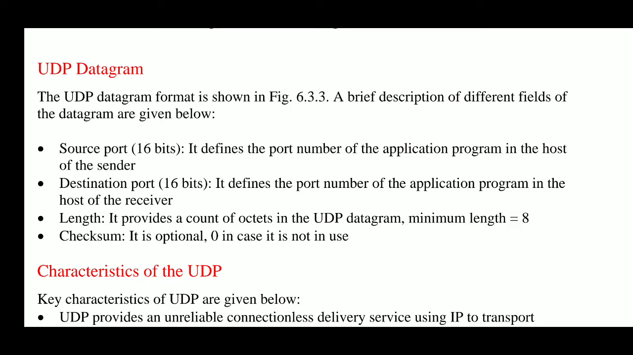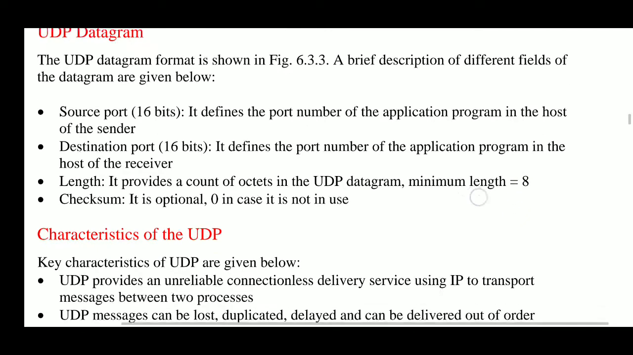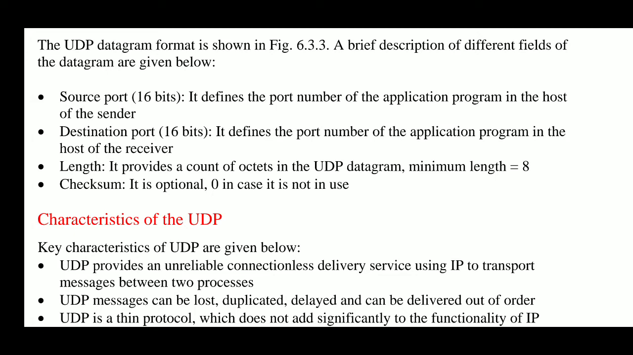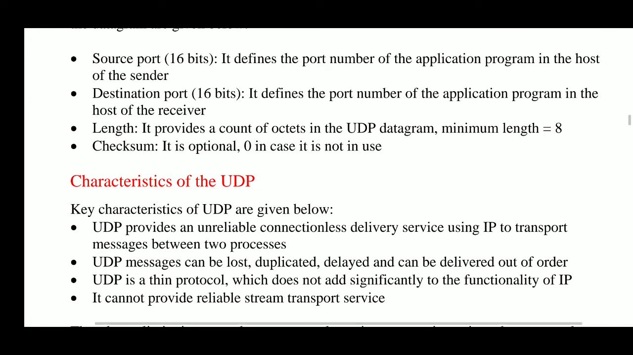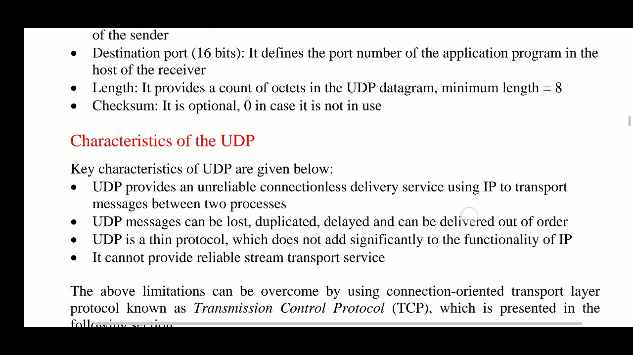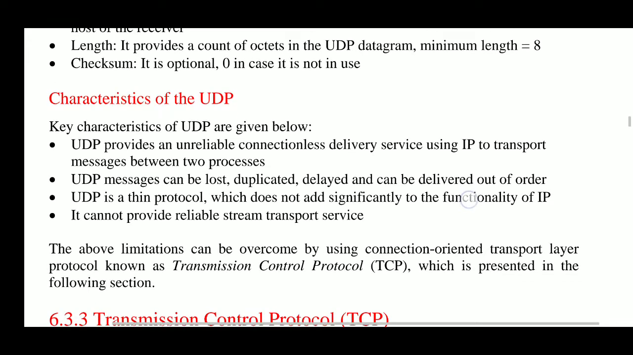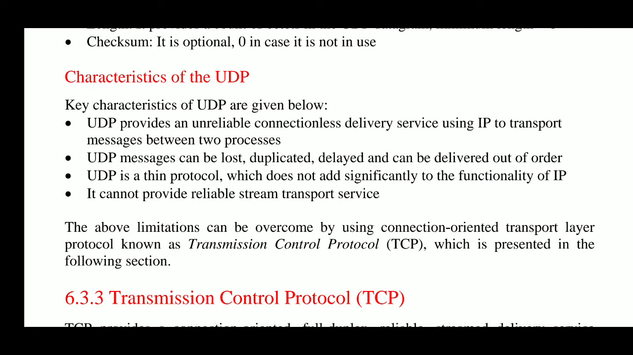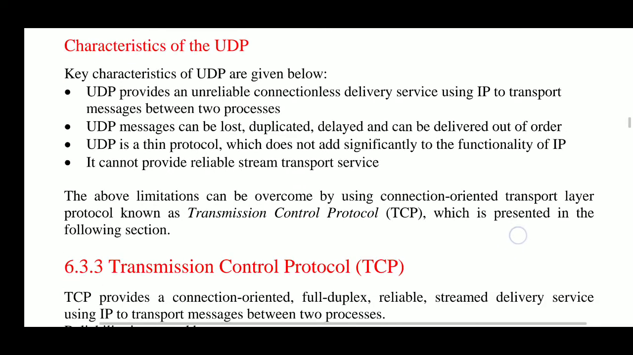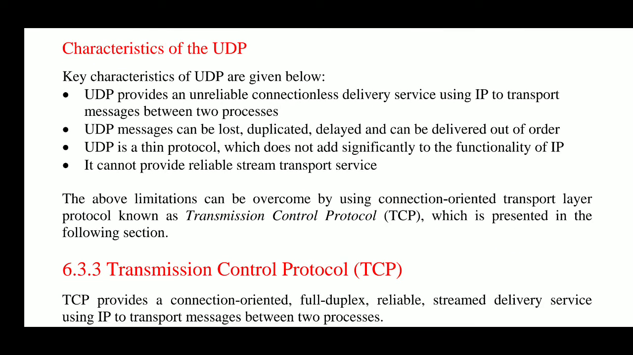Length provides a count of octets in the UDP datagram. So minimum length is 8 octets, means 8 bytes. Checksum is optional, 0 in case it is not in use. So what are the characteristics of UDP? UDP provides an unreliable connectionless delivery service using IP to transport messages between two processes that we earlier learned in the video lectures. A UDP message can be lost, duplicated, delayed, and can be delivered out of order.